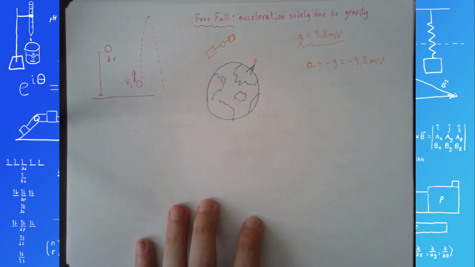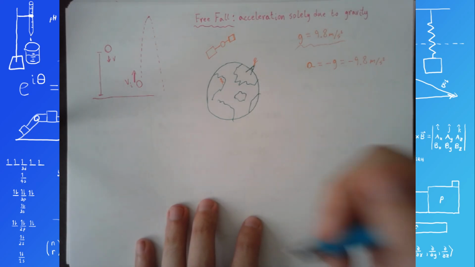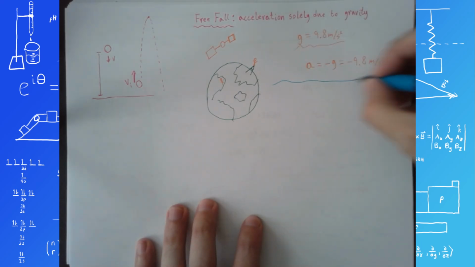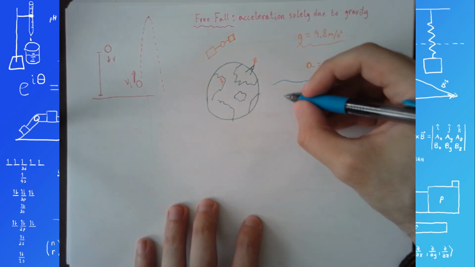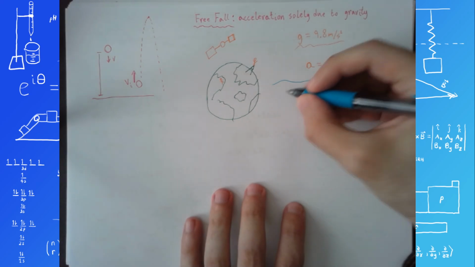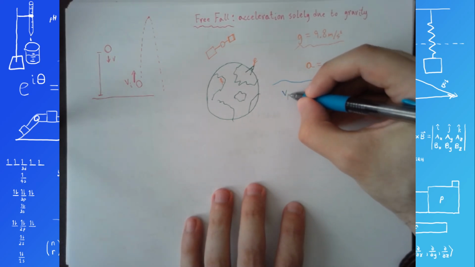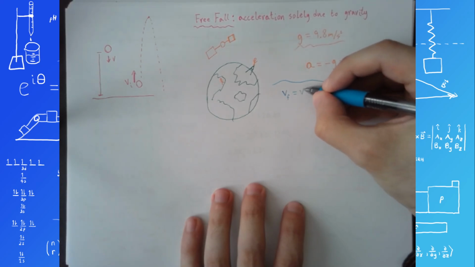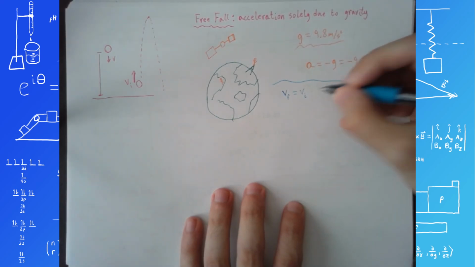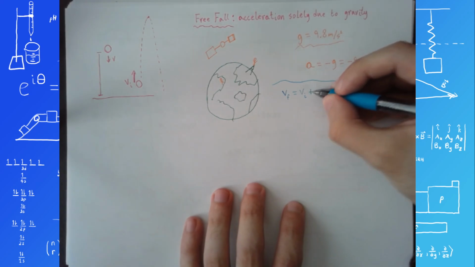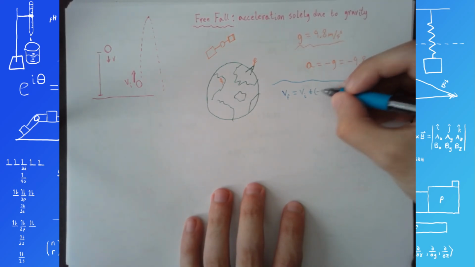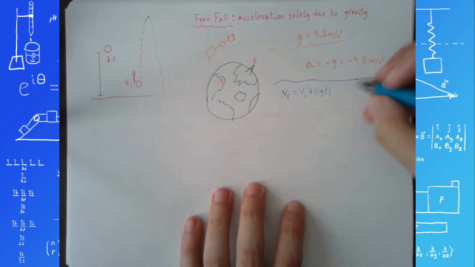So other than that, everything else is pretty much the same. Equations are going to be exactly how they were for horizontal kinematics. We have v final is equal to v initial plus acceleration times time. In this case, the acceleration is negative g, so plus negative g times time. Or in other words, v final equals v initial minus gt, if you will.